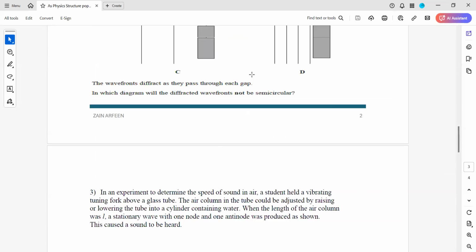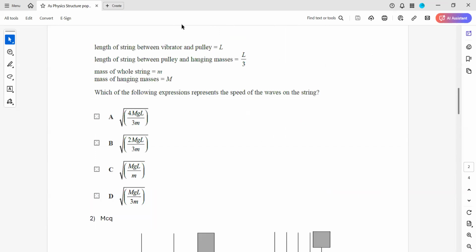Question 1, if you need the speed of a wave in a string, there are two formulas that V equals under root T divided by mu. Okay, that's the formula. Or you can also use V equals F lambda, but in terms of tension and the mass per unit length, the speed of a wave in a string is the tension, how much force is applied, divided by mass per unit length.